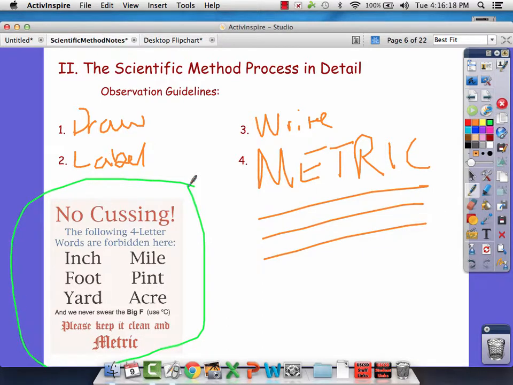All right, no cussing in the sense that we're using bad words, those typical ones that you would think of. Of course we're not going to use those in here. But in this case, what we're thinking about is words that are not considered part of the metric system. Okay, so the inch, the foot, the yard, we're not going to use those. We'll use meter. Okay, we're not going to use anything like pint. We'll use milliliters. Okay, try to stay away from using the English standard words.